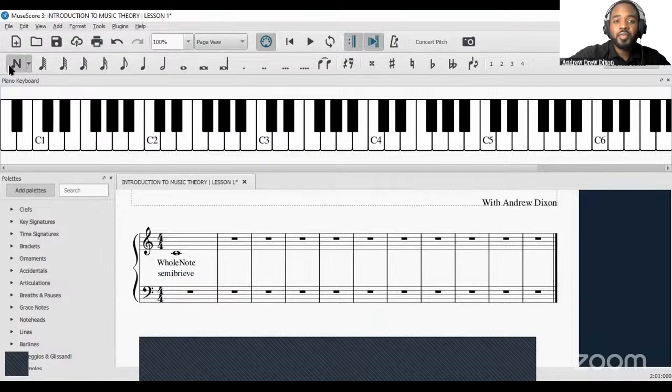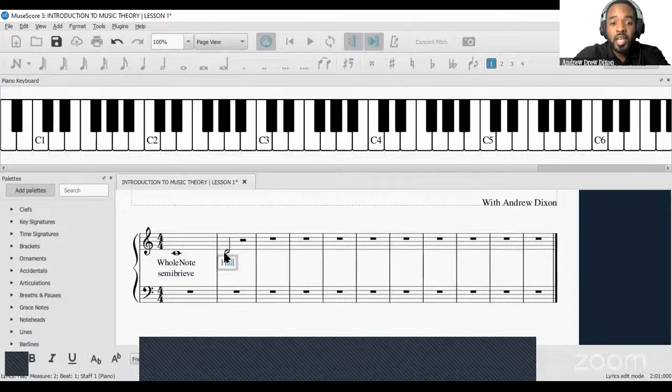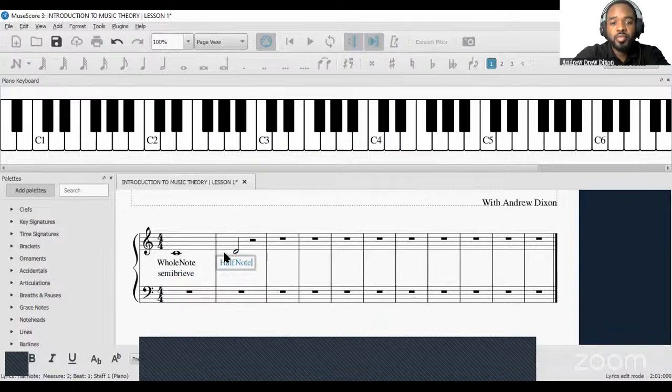Alright, next we have another type of note, and it looks like this. So it has that circular part, but it has a stem attached to the side. But the circular part is pretty much open, like you can see through it. So this type of note is called, can anybody guess? It's called a half note. Another name for the half note is the minim.